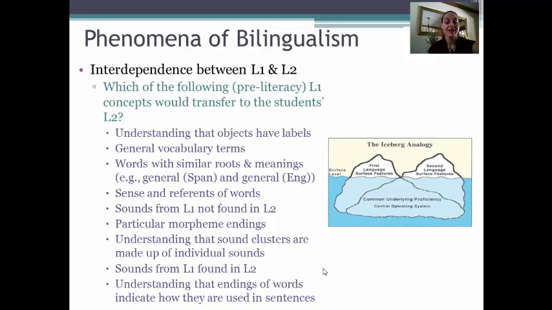Okay, so at this point I want to introduce you to the next activity, which is the interdependence between the L1 and L2. What I'd like you to do is to think about which of the following first language concepts would transfer to the student's second language. And remember that we've gone over this diagram before. This is Cummins' underlying proficiency with the iceberg. Remember that anything below the line, the water, means that that's that central processing system. All the languages are joined there. They're not separate in the mind. In the mind, they exist in one information processing system.